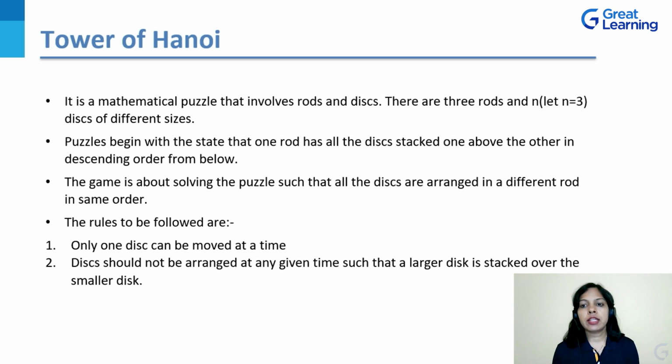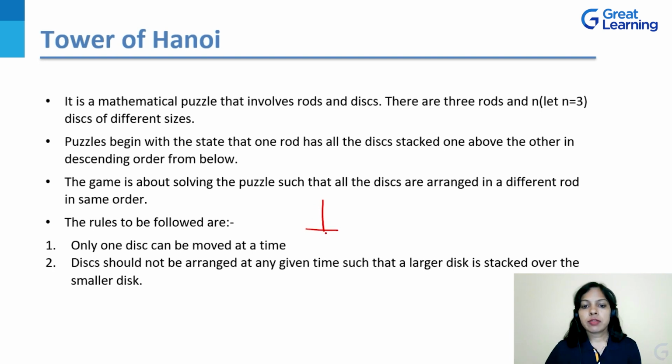Now for n, let's take an example of three here and go ahead with this. That's the general value for n, but you can have a higher value for n as well, like 4, 5, and so on. So there are three rods and there are three disks of different sizes. Now the puzzle says what you have to do. So let's try to understand it in this way.